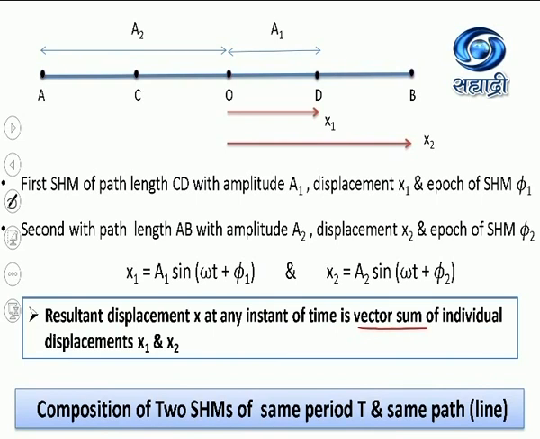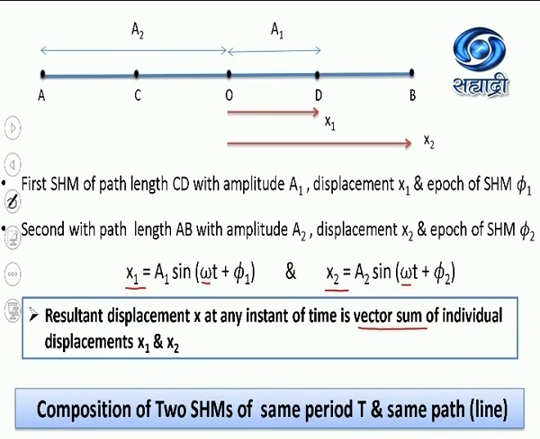The general expression for the displacement is x equal to a sine omega t plus phi. So if the same is applied for the two displacements, then we have two equations. x1 is equal to a1 sine omega t plus phi 1 and second x2 is equal to a2 sine omega t plus phi 2. Over here, omega is taken constant because the period we have assumed for both the SHMs to be the same.